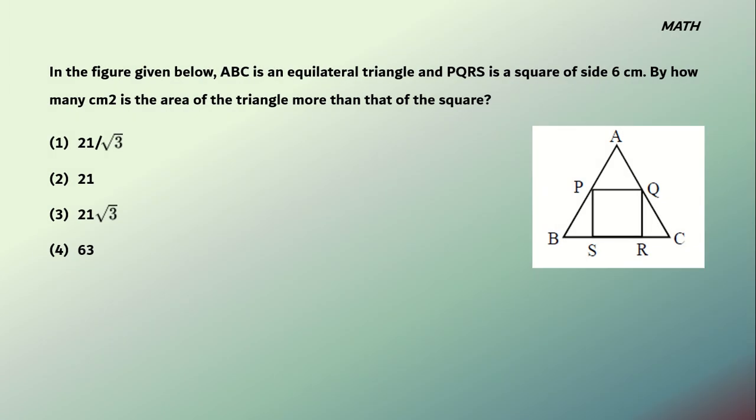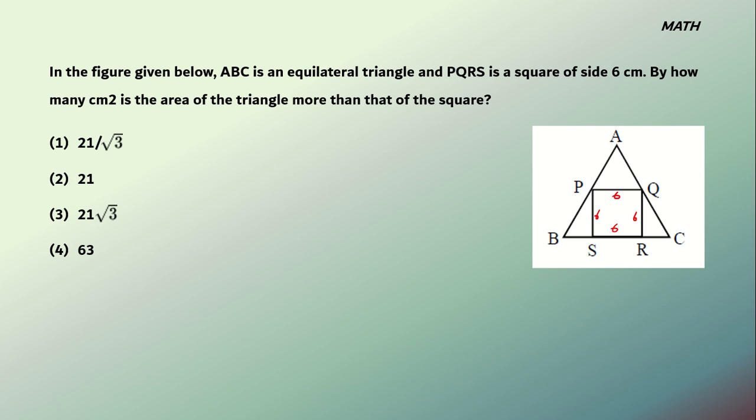Now, last question on mathematics. In the figure given below, ABC is an equilateral triangle and PQRS is a square of side 6 cm. How many centimeter square is the area of the triangle more than that of the square? Now, from this figure, let's mark the values we have. PQRS is a square of side 6 cm. 6, 6, 6, and 6.